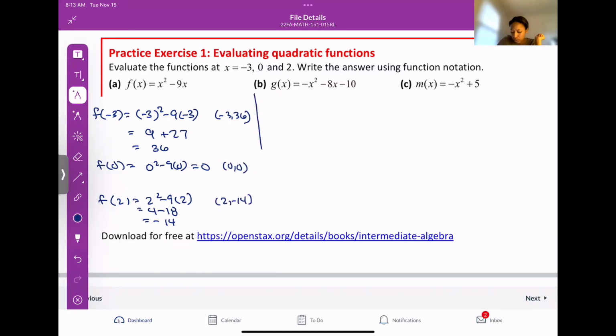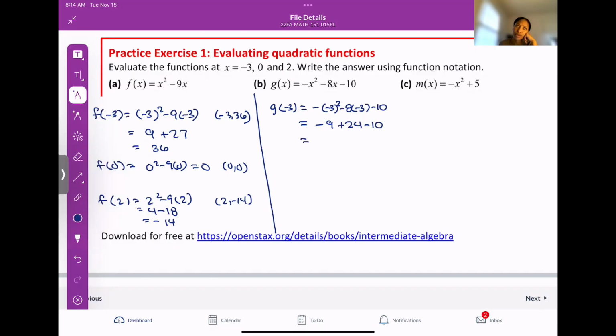I'm only going to do one more of these because I feel like you're probably comfortable with plugging in a number and simplifying. The only thing I want you to be careful with is when you're plugging in a negative, make sure you put it in parentheses like I did there with the negative 3. I'll do g of negative 3, and then we'll stop. This is negative x squared minus 8x minus 10. So that's negative (negative 3) squared minus 8 times negative 3 minus 10. That will give us negative 9 plus 24 minus 10.